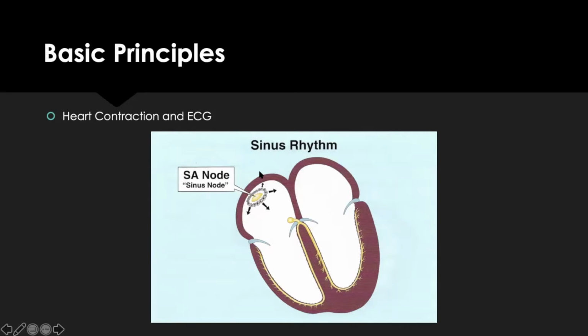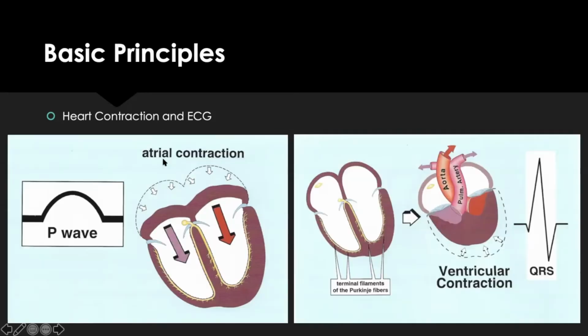The SA node initiates the depolarization of the rest of the heart. As you can see, the depolarization will start here and then spread out to the rest of the heart. As the depolarization moves down the heart, the atria will contract, and then here you can see the ventricles will contract. The atria will contract downwards into the ventricles, and the ventricles will contract upwards into the arteries, creating this QRS wave on the ECG.